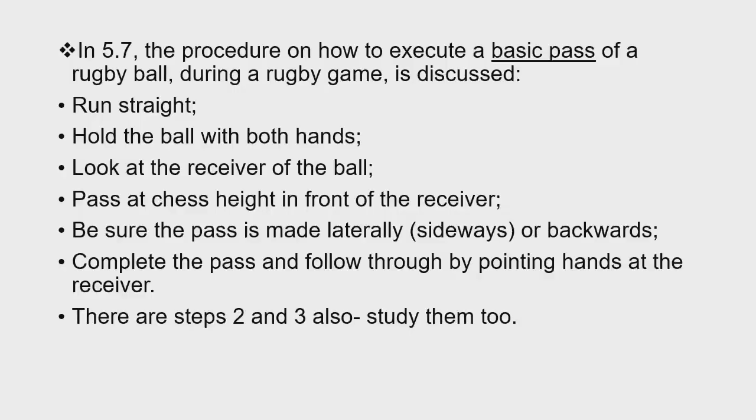In 5.7, the procedure on how to execute a basic pass of a rugby ball during a rugby game is discussed. You have to run straight, hold the ball with both hands, look at the receiver of the ball, pass at chest height in front of the receiver. Be sure the pass is made laterally, meaning sideways or backwards. Complete the pass and follow through by pointing hands at the receiver.